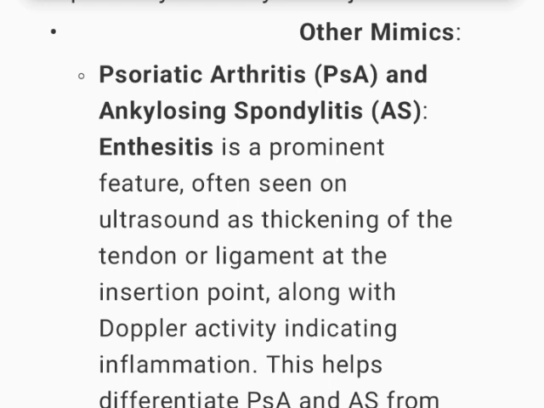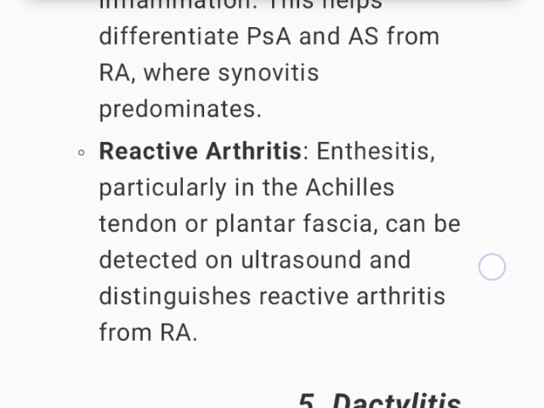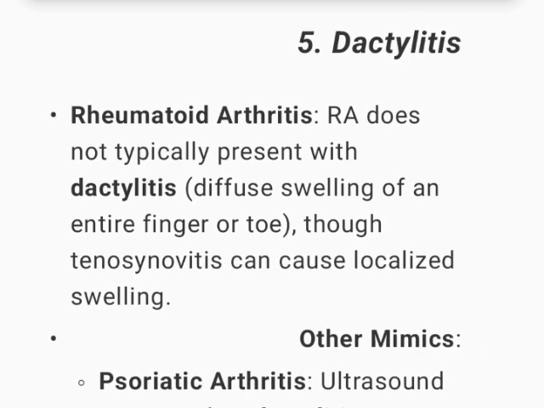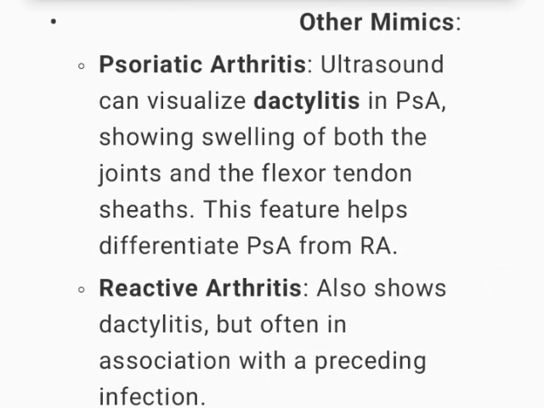Reactive arthritis. Enthesitis, particularly in the Achilles tendon or plantar fascia, can be detected on ultrasound and distinguishes reactive arthritis from RA. 5. Dactylitis. Rheumatoid arthritis. RA does not typically present with dactylitis, diffuse swelling of an entire finger or toe, though tenosynovitis can cause localized swelling. Other mimics, psoriatic arthritis. Ultrasound can visualize dactylitis in PsA, showing swelling of both the joints and the flexor tendon sheaths. This feature helps differentiate PsA from RA.